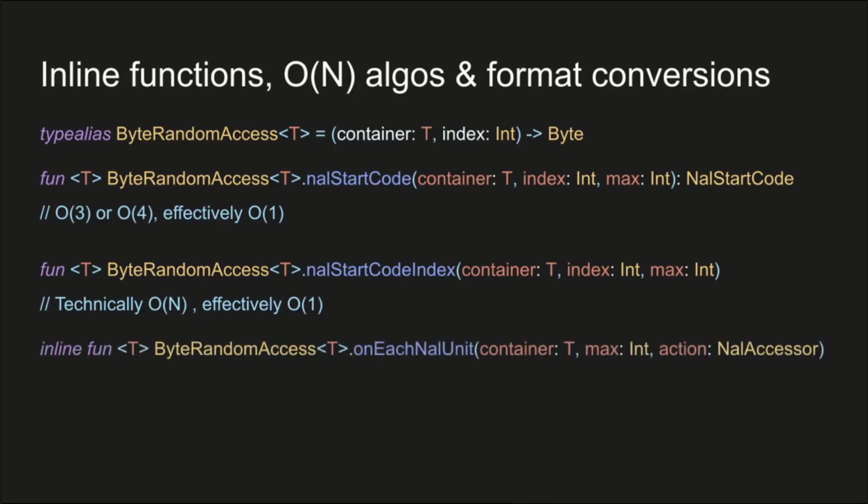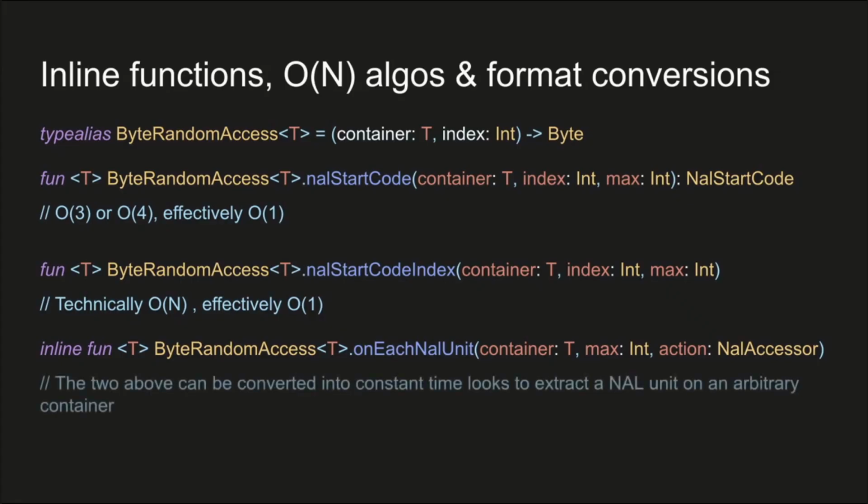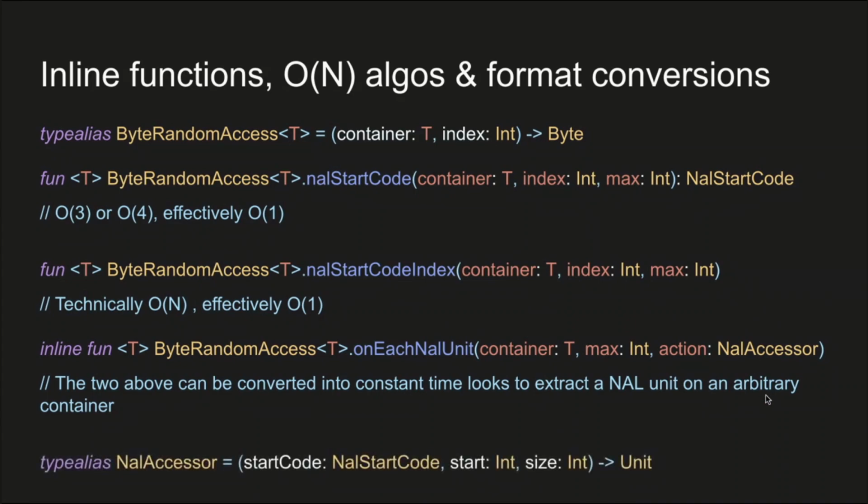Finally, now with these two defined, I can then describe an extension function called onEachNalUnit. And I can do this on an arbitrary byte random access container. And I can just do this. I can now write an operation that lets me do something on each NAL unit in a byte array, a byte buffer, or a list of bytes. So let's talk about implementations of this.